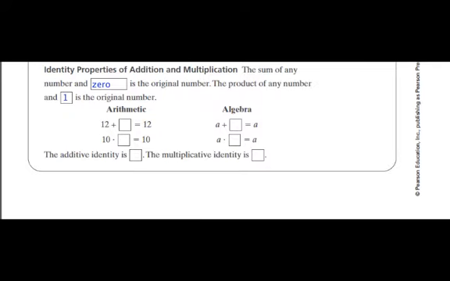Let's take a look at the arithmetic examples. 12 plus 0 is 12. 10 times 1 is 10. For the algebra examples, A plus 0 is A, and A times 1 is A. The additive identity is 0. The multiplicative identity is 1.